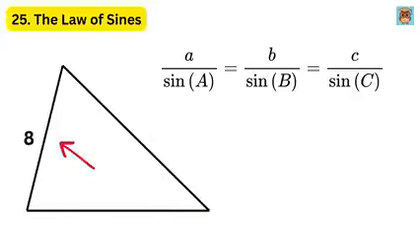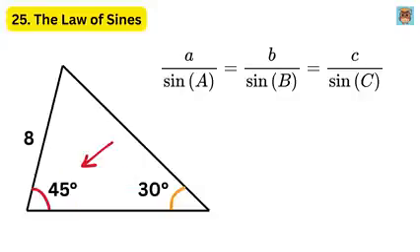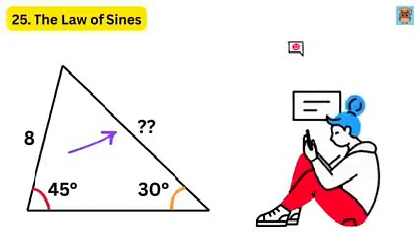Now, if this side length of the triangle is 8 units, and this angle is 30 degrees, and this angle is 45 degrees, then what will be the value of the length of this side? Let me know your answer in the comments.